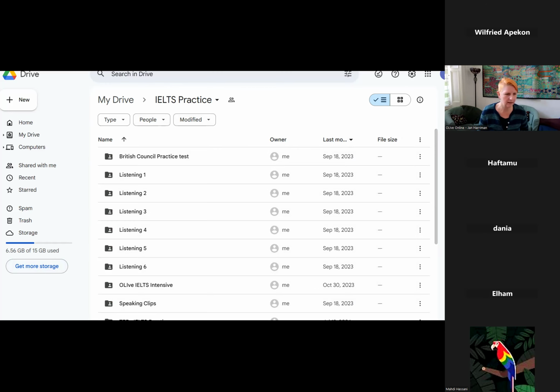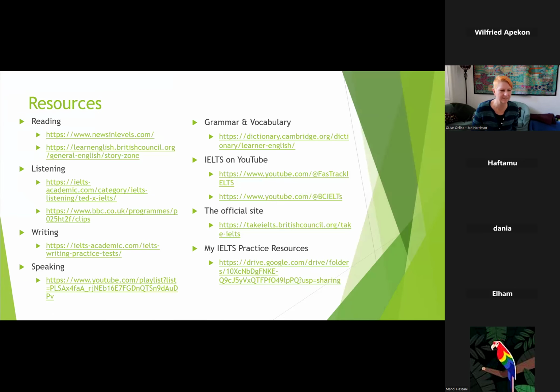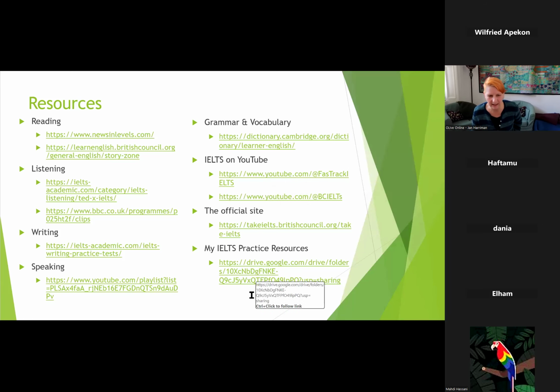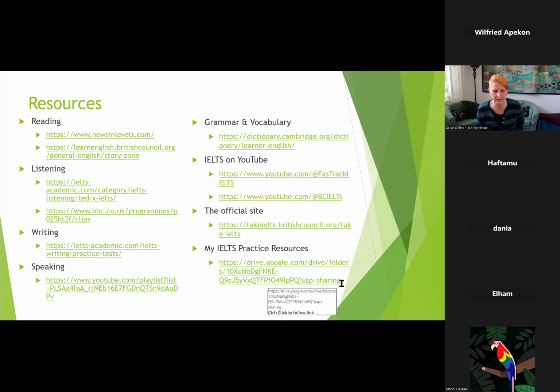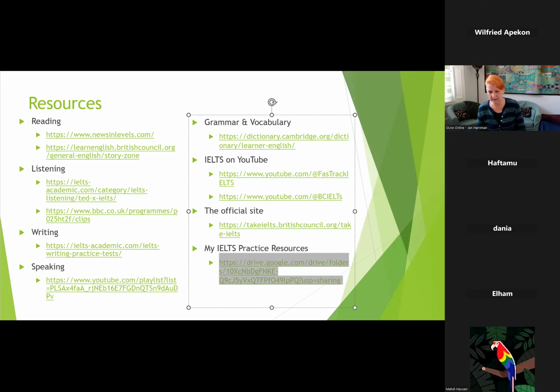That link is on my resources page, up at the top. It's the second, third, fourth page. So my IELTS resources are right there, and you should be able to find those there. I will pop that into the chat as well. If you have that link, you should be able to get to those files.